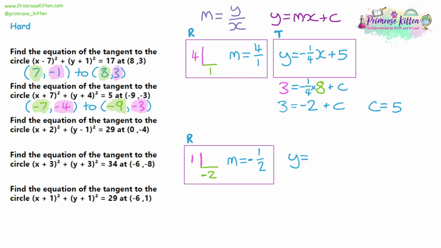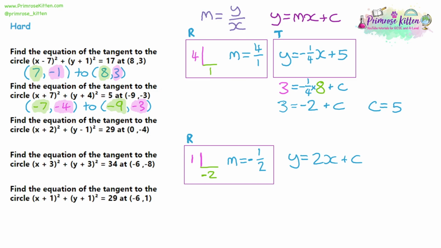And then for the reciprocal, flip the fraction upside down. So 1/2 becomes 2/1. And then we can actually work that out. 2/1 is 2 divided by 1, which is 2. So the gradient is just 2. We've got y equals mx plus c.